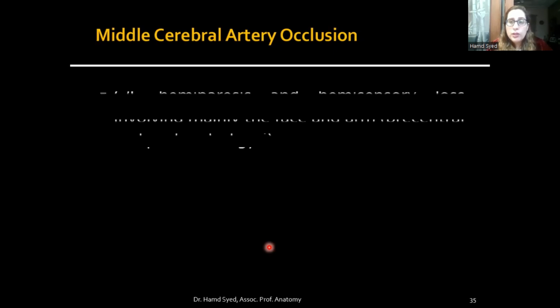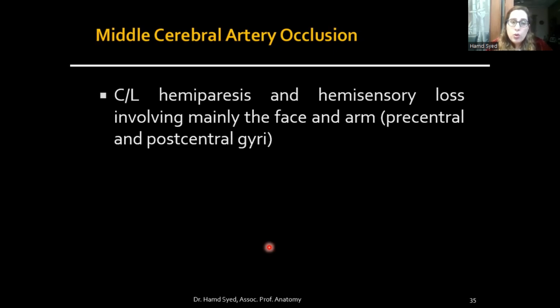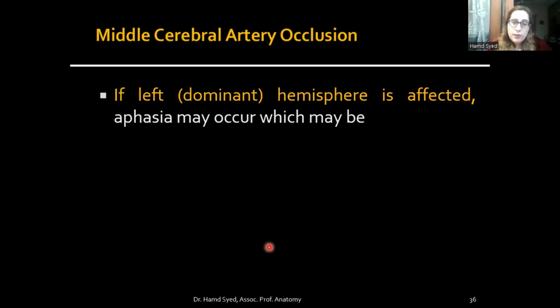Okay, what about occlusion of the middle cerebral artery? What is that going to lead to? In this case, there will be contralateral hemiparesis, that is the spastic paralysis or paresis, and hemisensory loss involving mainly the face and arm, because this is the area which is represented by the middle cerebral artery.